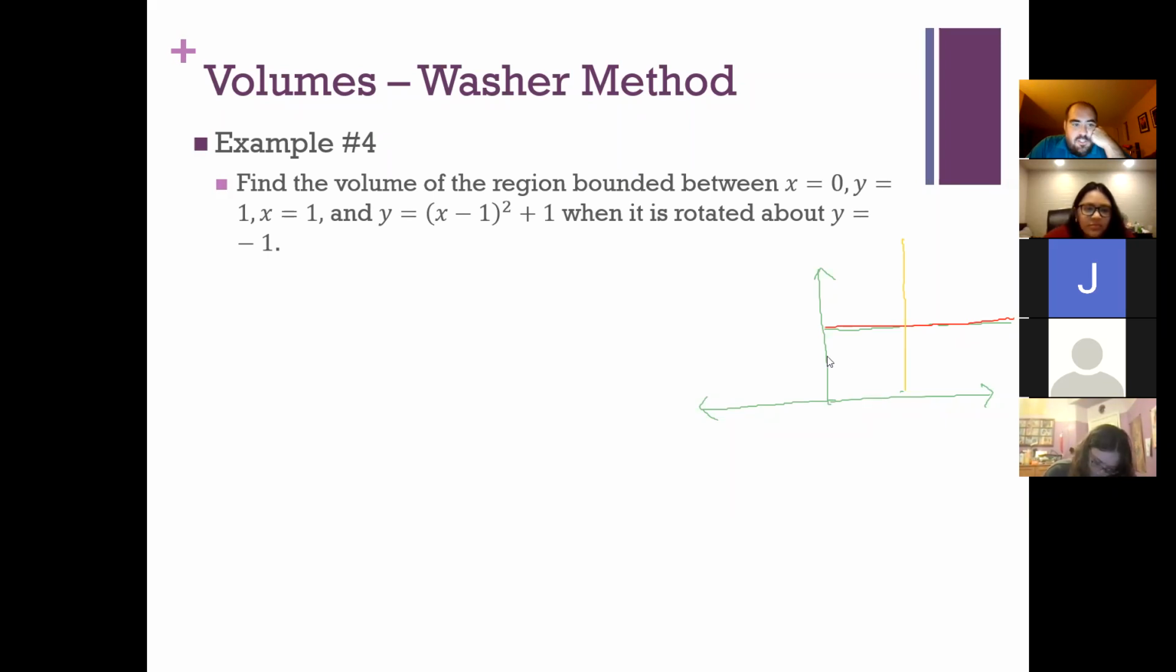So I see you have some annotations here. x equals 0 is going to be the y-axis. y equals 1 should be that red horizontal line there. x equals 1 is that yellow vertical line. The last thing we need is this parabola here, y equals (x minus 1) squared plus 1.